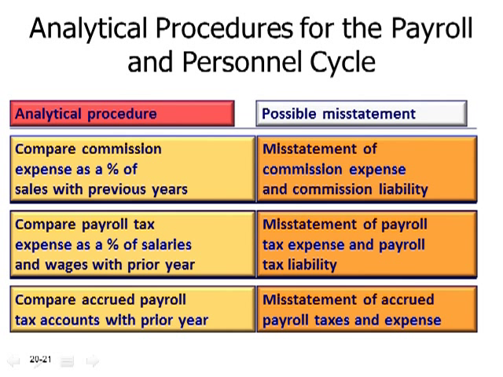And this just continues on with some additional analytical procedures that can be performed with respect to the payroll and personnel cycle, and then some possible misstatements if we don't get adequate explanations of the results of these analytical procedures. Again, you can see we're talking about comparing different items on the income statement. The first two cases are looking at expenses and sales, or expenses and salaries, to come up with some sort of trend analysis and then looking for explanations. The last one is comparing a liability account, that is accrued payroll, between years.